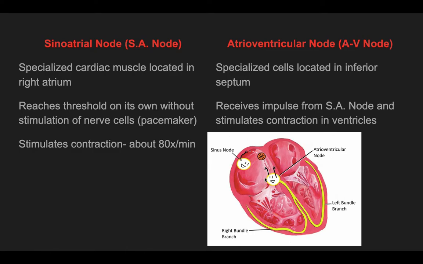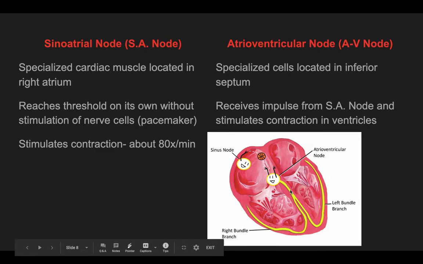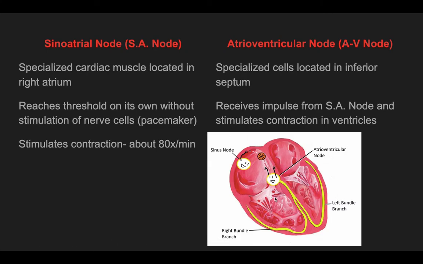We then have our atrioventricular node, or our AV node. This is just a specialized group of cells that are located in the inferior septum. Remember, our septum is that thing that separates our heart into left and right sides. It's going to receive an impulse from the SA node. That's why he's shooting his basketball to the AV node. So the SA node is going to shoot that basketball over to the AV node.